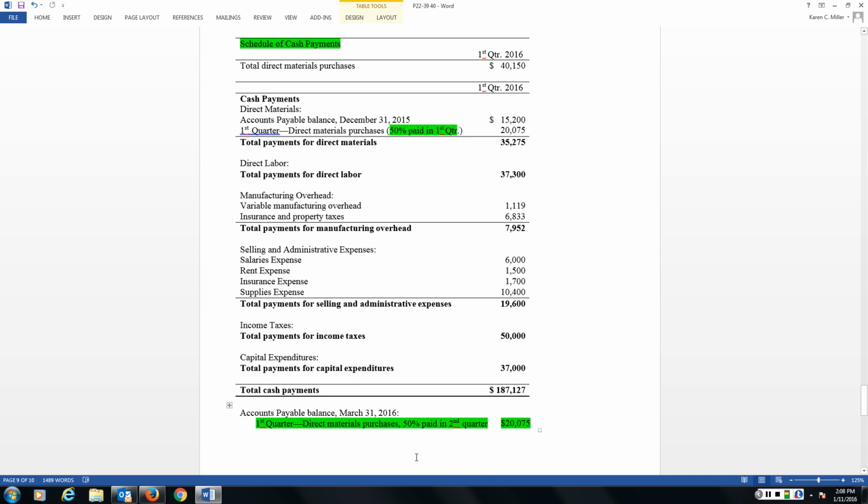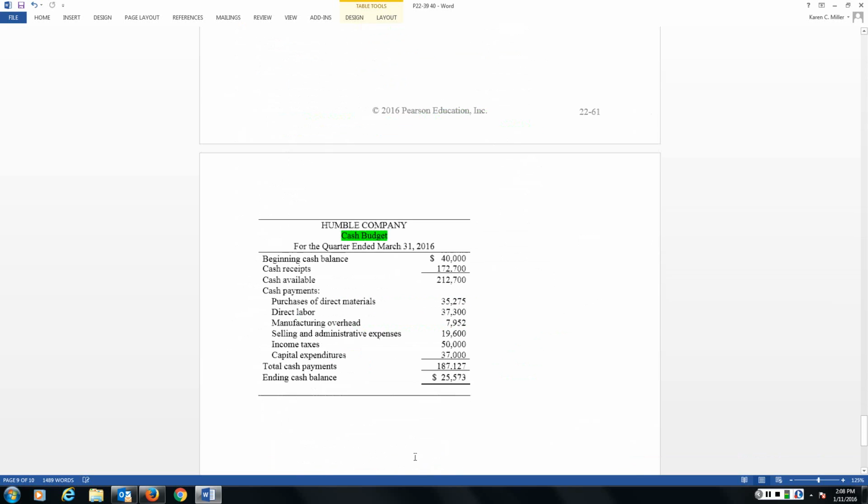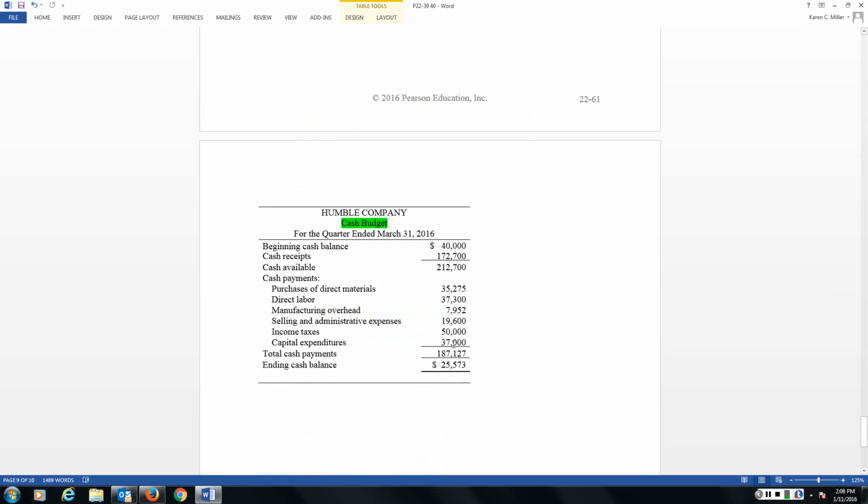So now I have my cash receipts, I have my cash disbursements, I can pull all of those numbers together for a cash budget. I know the beginning cash from the financial statement from the prior period. I've calculated receipts, I've calculated disbursements, and I now have my ending cash balance. Okay, so now we have two of the additional numbers that we're going to need for our balance sheet and our statement of cash flows.